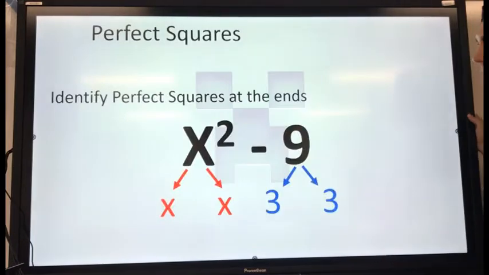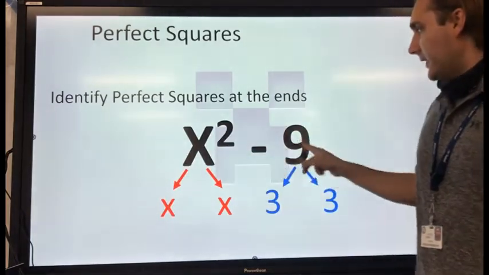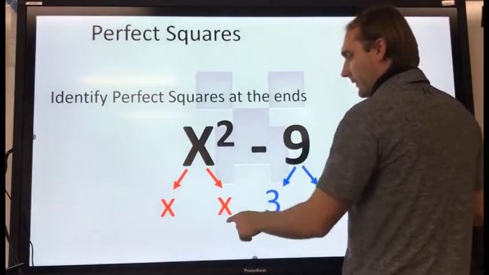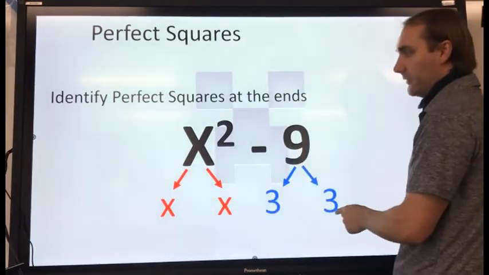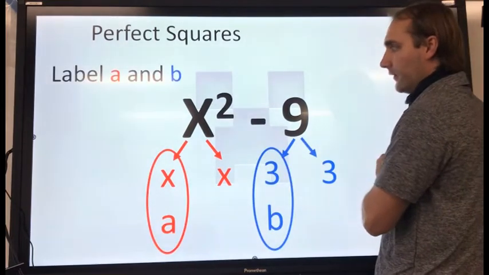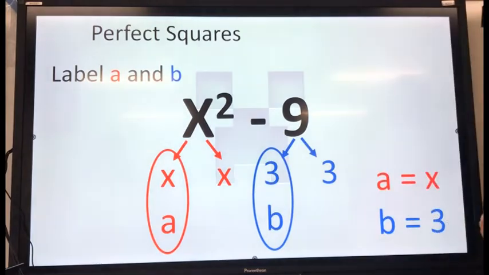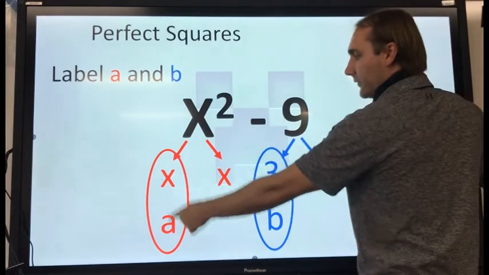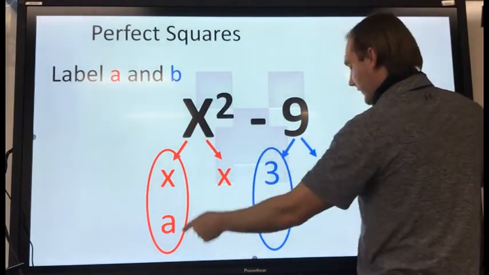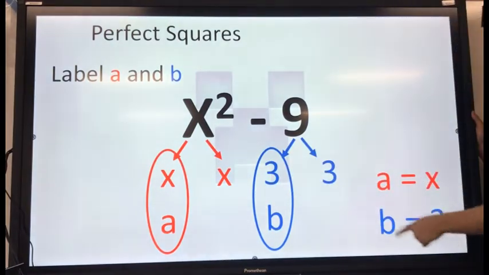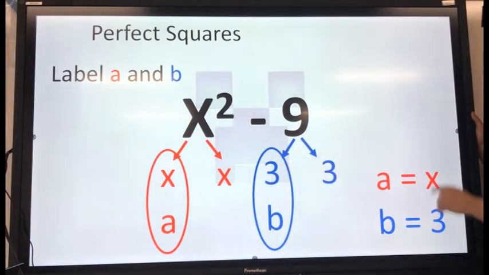So here's the first example. X squared minus 9. Do I have a perfect square on the ends? Yeah, this is x times x, and 9 is 3 times 3. So it will fit our formula. First, I need to figure out what is my A and what is my B. That's what number is being squared to get you up here. Well, it's x, right? X times x is x squared. So x is my A, and to get 9 is 3. 3 is my B. 3 times 3 is 9. So A is x and B is 3.